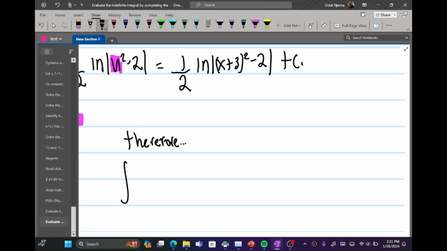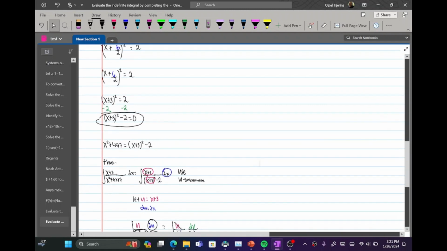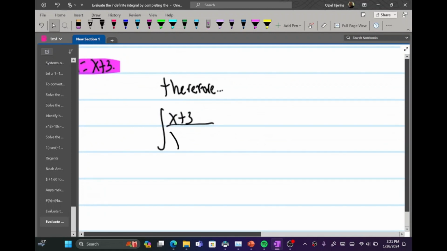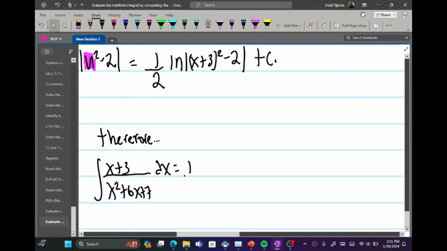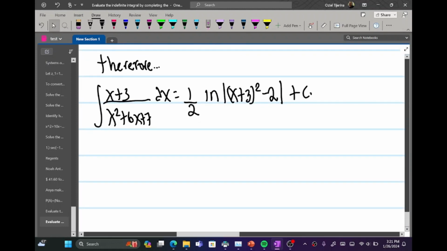the integral of x plus 3 over, I'm sorry guys, it was over x squared plus 6x plus 7, dx is equal to 1/2 natural log of absolute value of x plus 3 squared minus 2 plus my constant of integration c.